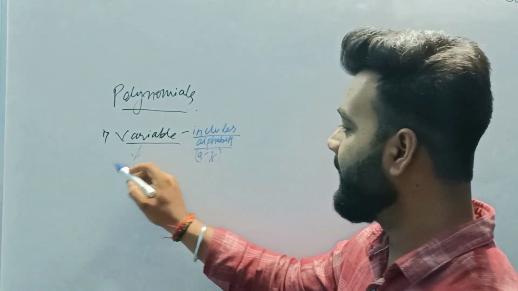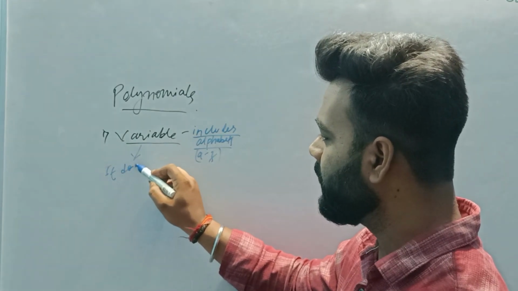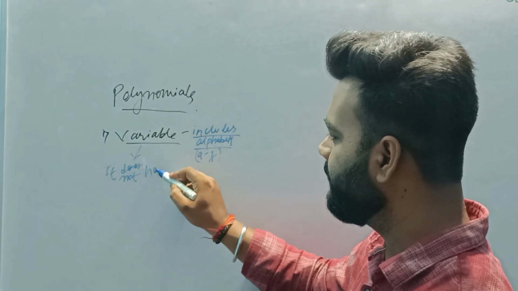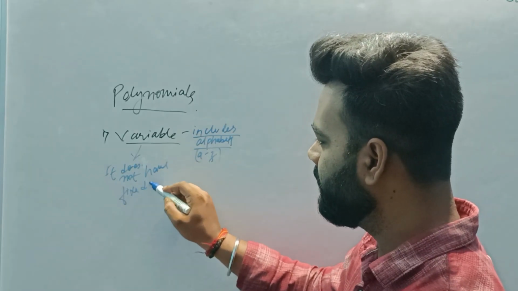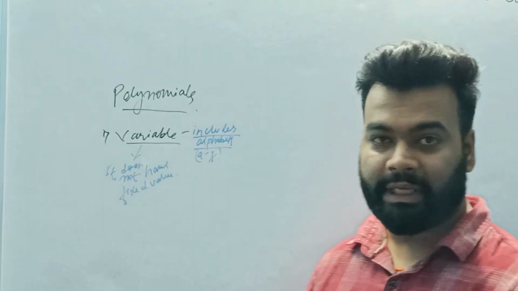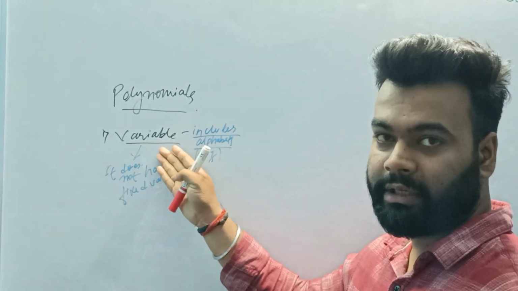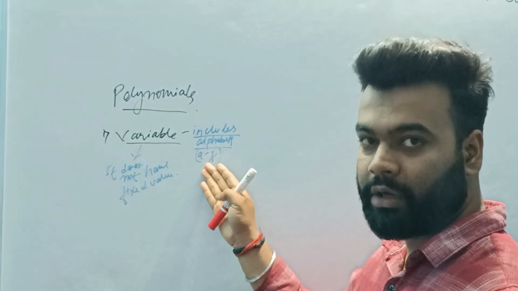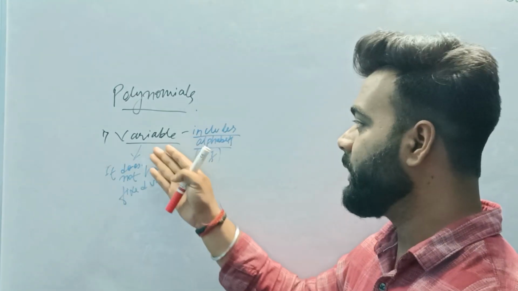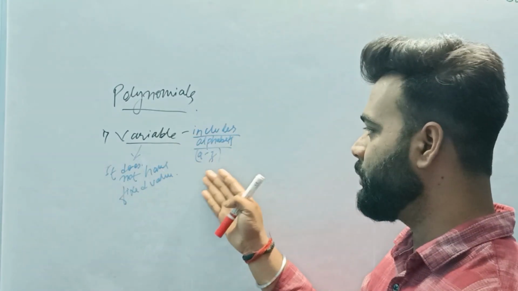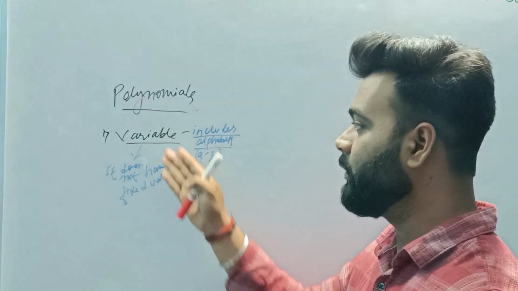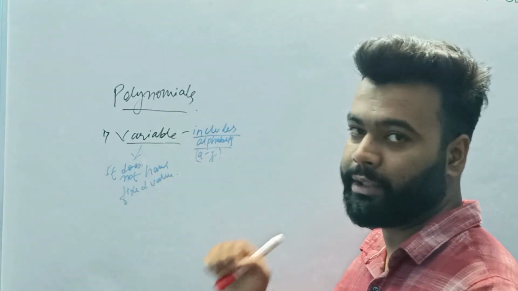So variable includes alphabets. But what does variable mean? Variable means it doesn't have a fixed value. Understood? That means variables are nothing but those alphabets which do not have a fixed value. I hope you understand. So it includes alphabets, that is A to Z, and it means that it does not have a fixed value.